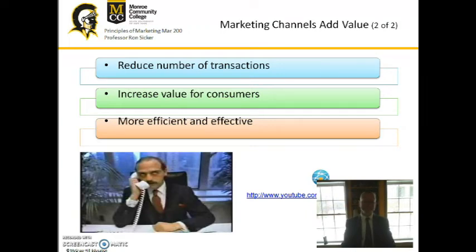So the way marketing channels add value is they reduce the number of transactions. They increase value for consumers because they decrease time for consumers. A consumer now can go to one place, Dick's Sporting Goods, for instance, and buy just about any athletic apparel or any athletic equipment that they wanted to. Think about it.